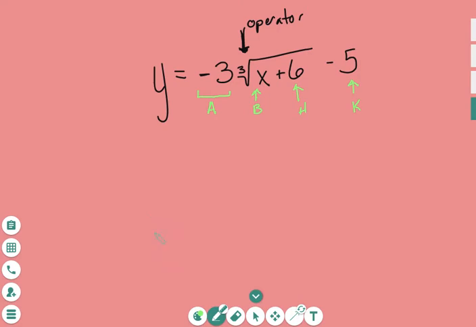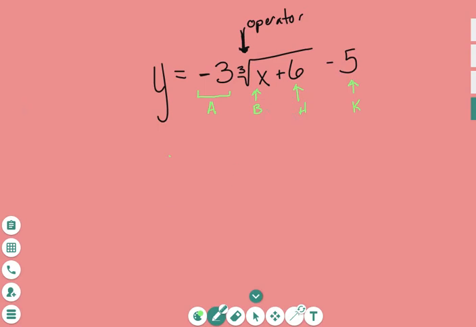As a side note, you could see these things in different orders, so think about how I'm referencing them. So a is multiplied by the whole operator, b is multiplied only by x. H is added or subtracted only from x, where k is added or subtracted from the whole operator.